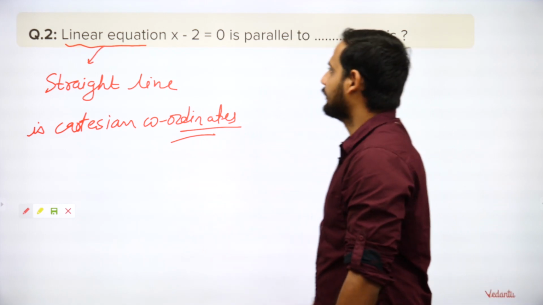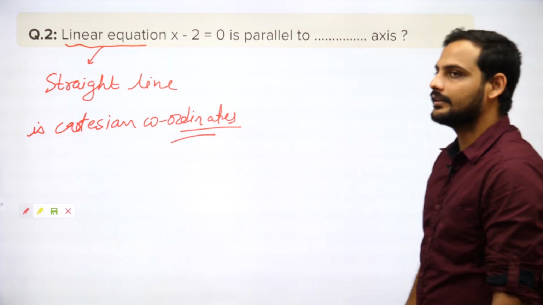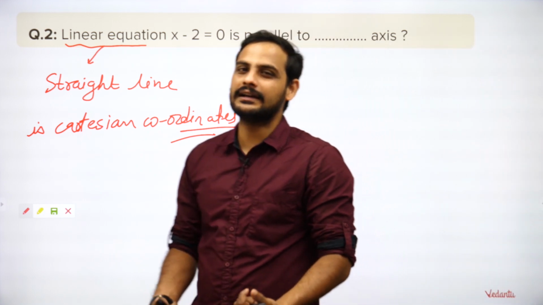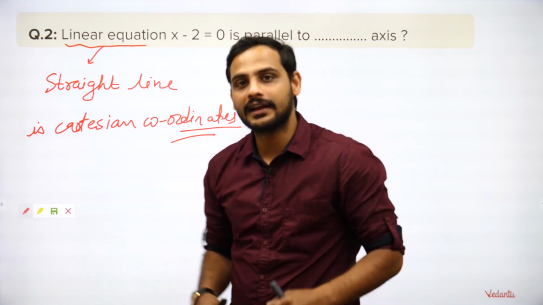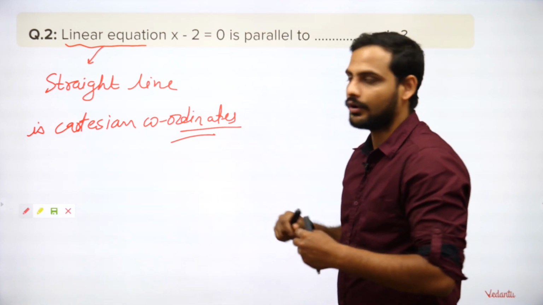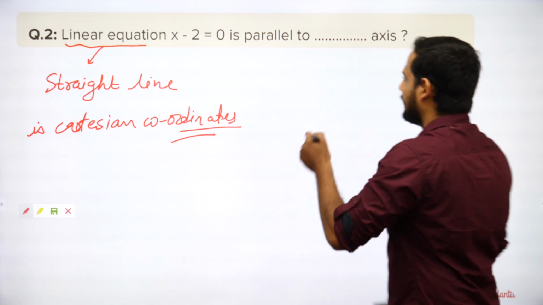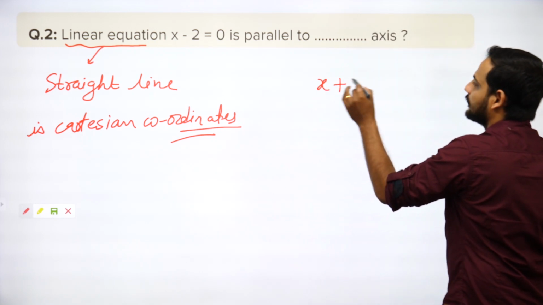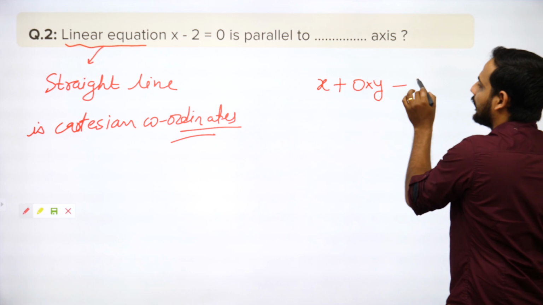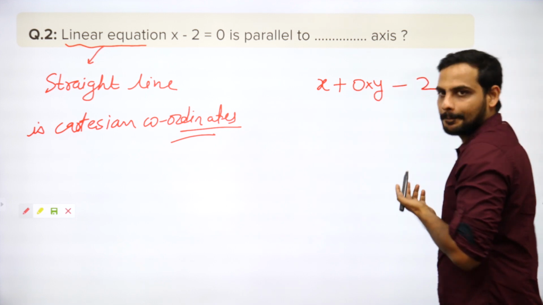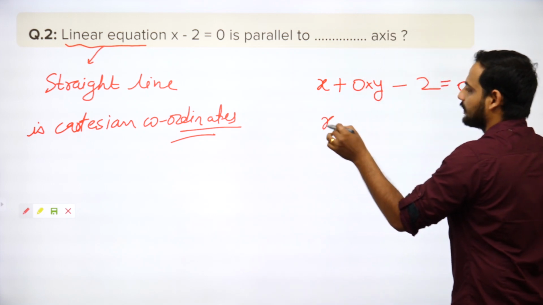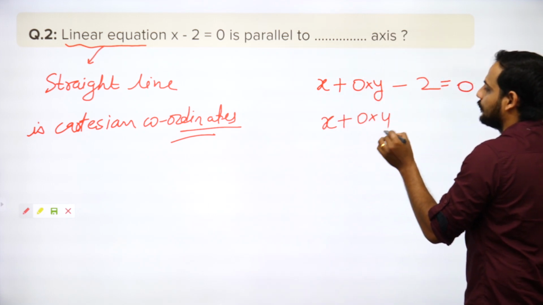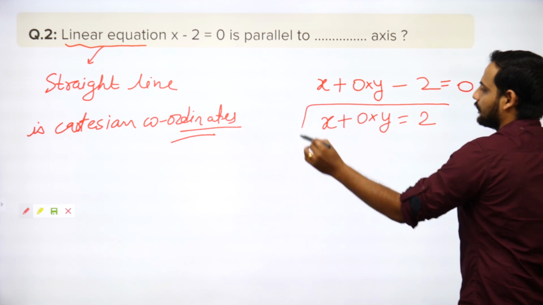Now see, x minus 2, as you will see, is not actually a linear equation in two variables because there is only one variable, but since we are considering it in Cartesian coordinates, we will say that it can also be written as x plus 0 into y minus 2 equal to 0. Yes, this way it can be taken, correct? So from here we get x plus 0 into y is equal to 2. So this is our equation.